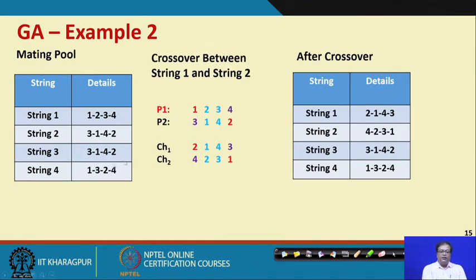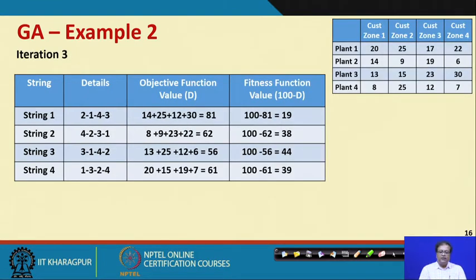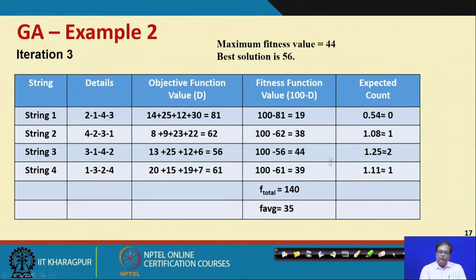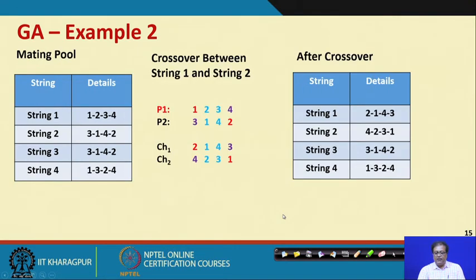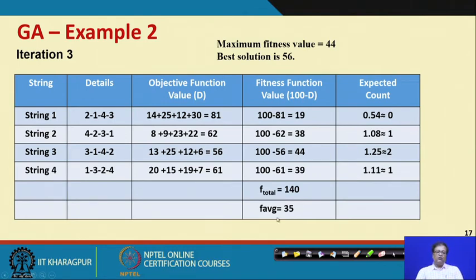All right. Once again by same procedure we do the mating pool and crossover, and we get a new set of strings. For all these new strings, once again we compute the d and 100 minus d, the fitness function values. This time if you look, the new fitness values have become 35. In this case, the fitness value has slightly reduced, right. It is not always that the procedure has to guarantee that average fitness value will increase, but overall the solution will be better.